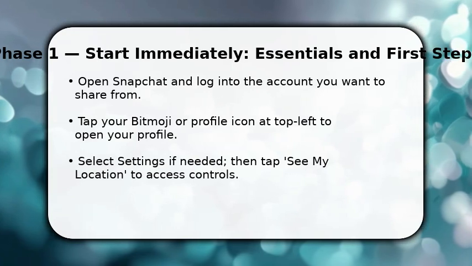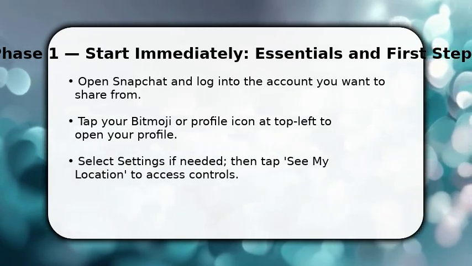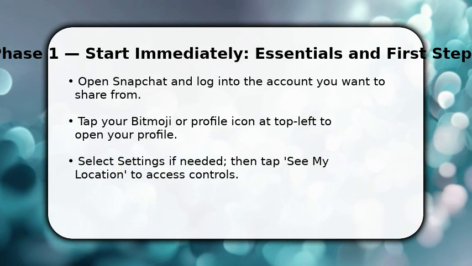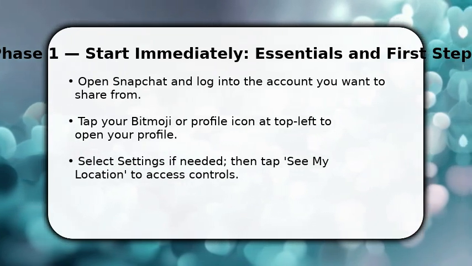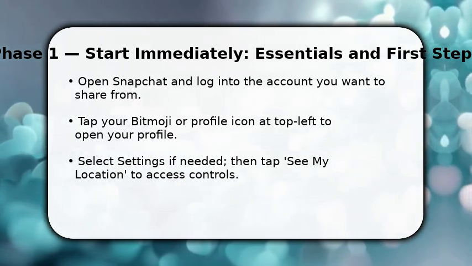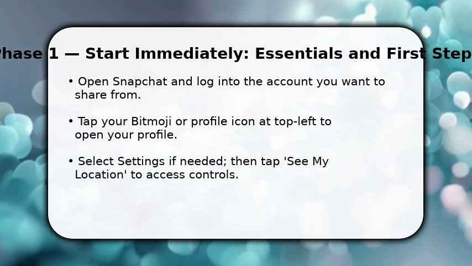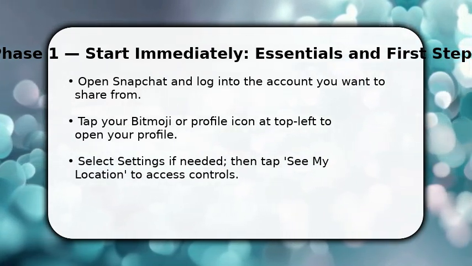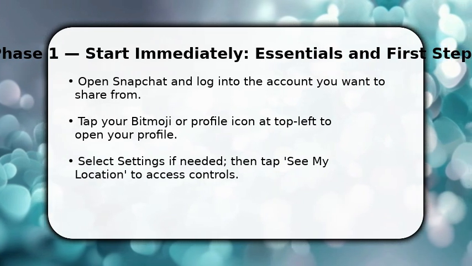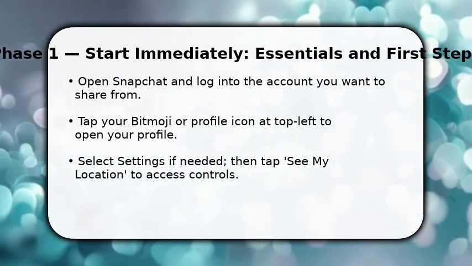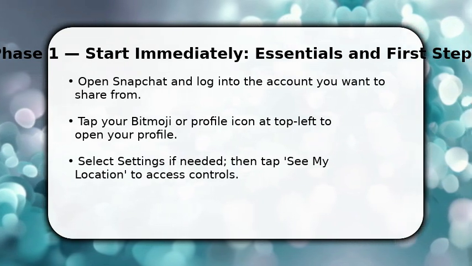Enjoy the video. You're starting on the app itself. Open Snapchat and go straight to your profile by tapping your Bitmoji at the top left. Once there, look for the location controls, tap See My Location. If prompted, enable location permissions for Snapchat in your phone settings so the app can read GPS data. Make sure ghost mode is off, otherwise nobody will see you.